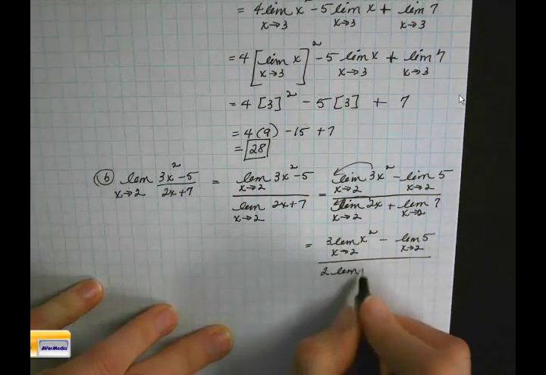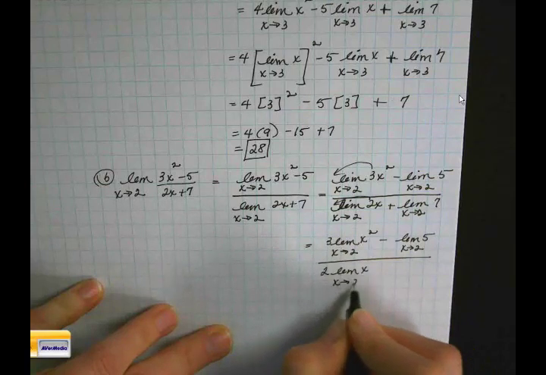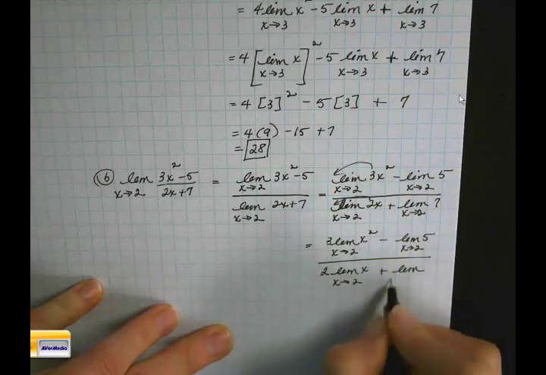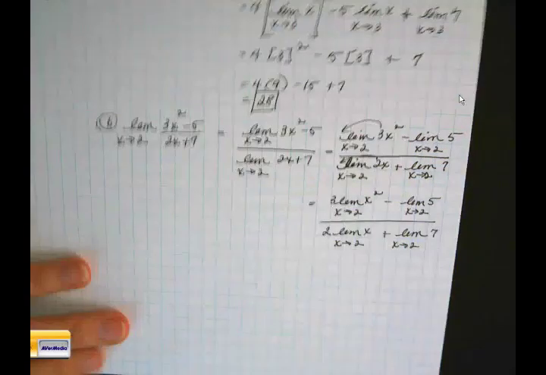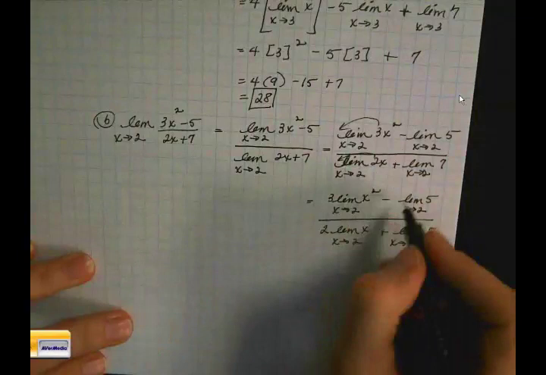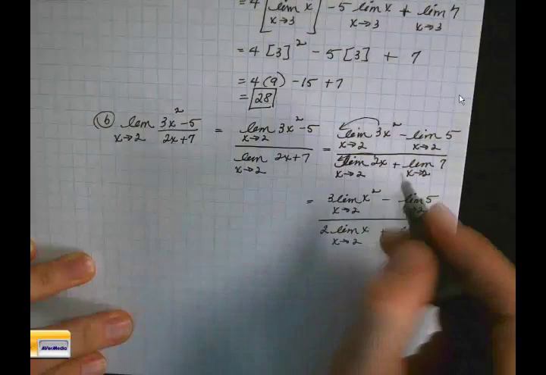And then the bottom, pull the 2 out front. We have almost broken this down as far as it will go. There's one more thing we can do. Go ahead and write that. I guess I should dot all these lovely i's.